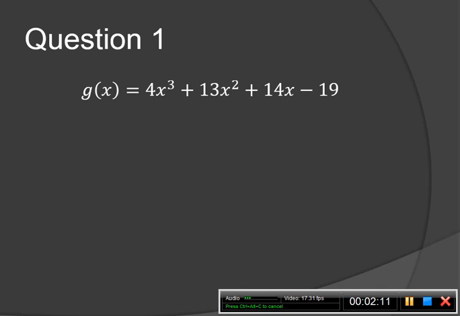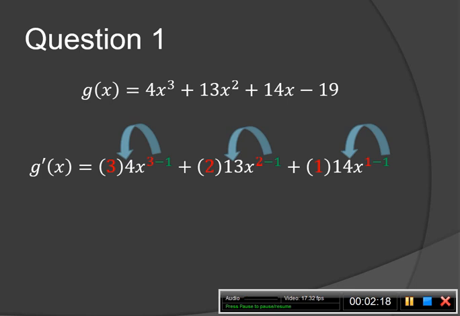Question 1. g of x equals 4x cubed plus 13x squared plus 14x minus 19. g dash x is equal to 3 by 4x to the power of 3 minus 1, plus 2 by 13x to the power of 2 minus 1, plus 1 by 14x to the power of 1 minus 1.